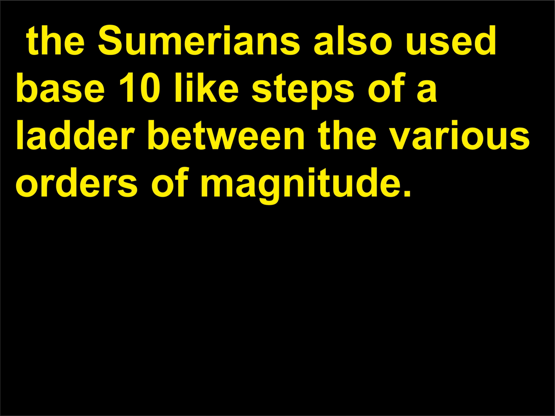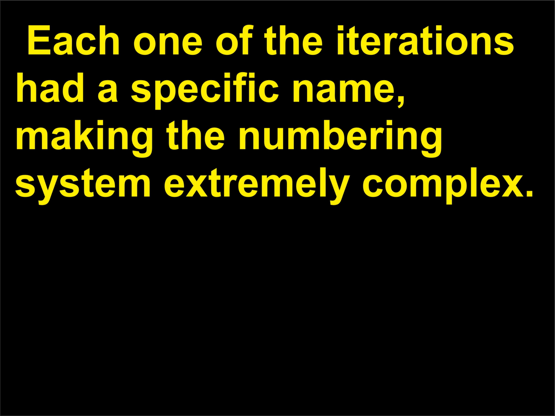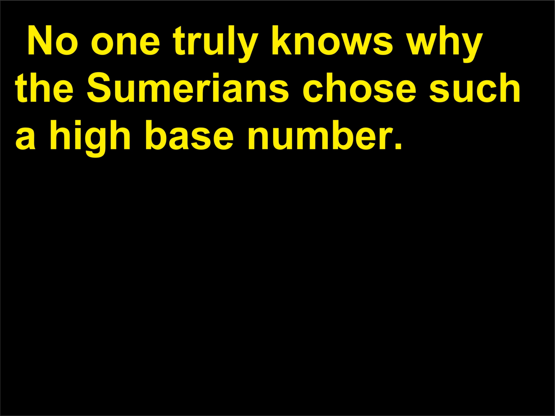The Sumerians also used base 10 like steps of a ladder between the various orders of magnitude. For example, the numbers followed the sequence 1, 60, 600, and 2,603, and so on. Each one of the iterations had a specific name, making the numbering system extremely complex. No one truly knows why the Sumerians chose such a high base number.